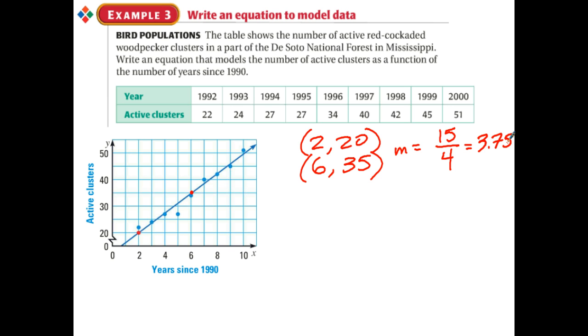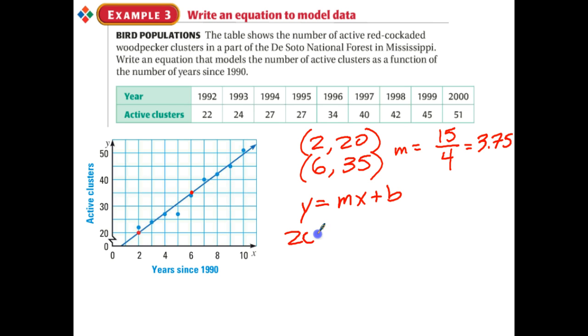3.75. Okay, so I'm going to use that slope now to find my y-intercept. So here I'm going to do y equals mx plus b. Okay, I'm going to go ahead and grab a couple points here. So I'm going to use (2, 20).